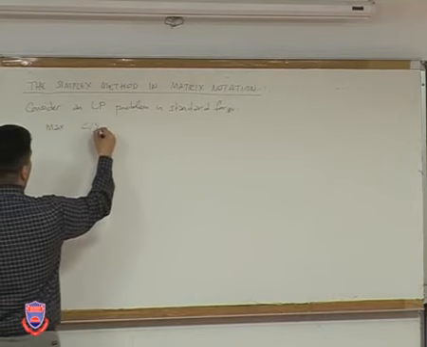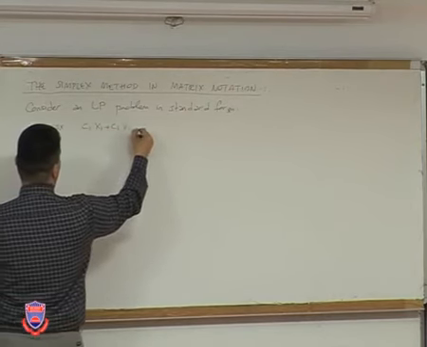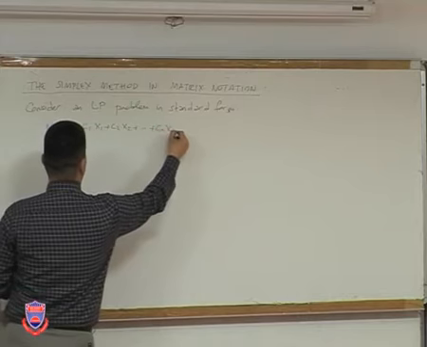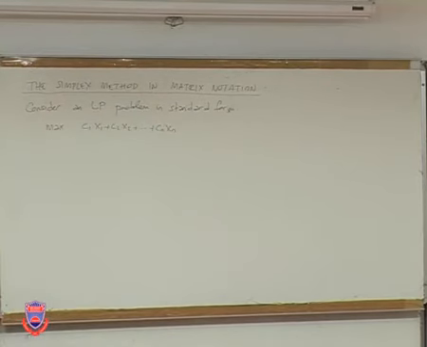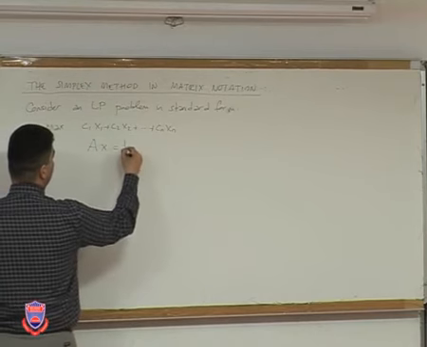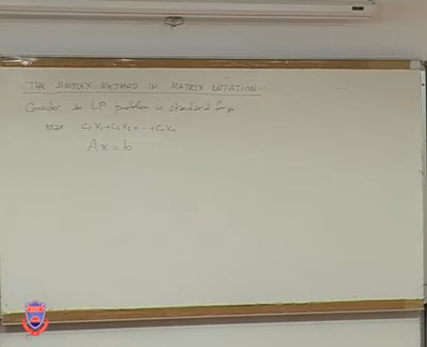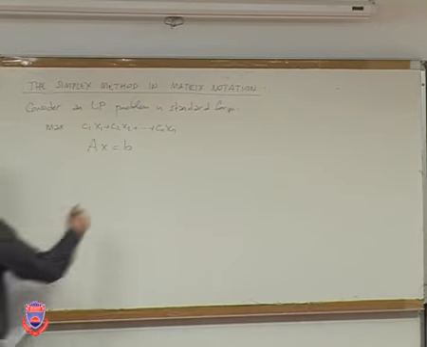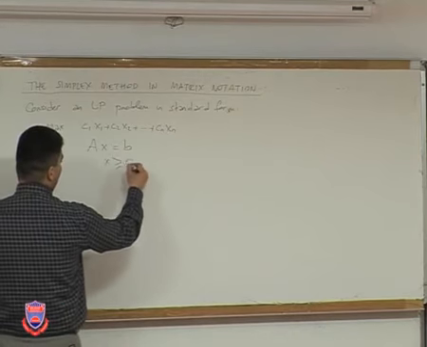So I have C1x1 plus C2x2 all the way up to Cnxn. This is my objective function. And since it's standard form, I have equality constraints, which I'm going to abbreviate as Ax equals b. Think of this as a system of equations. These are my equality constraints. And of course, I also want to make sure that x is greater than or equal to 0.